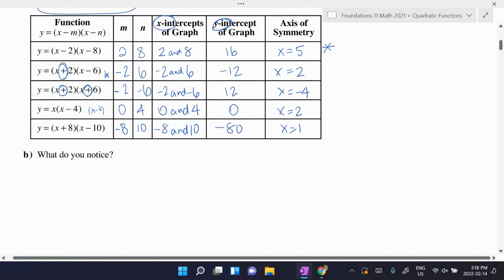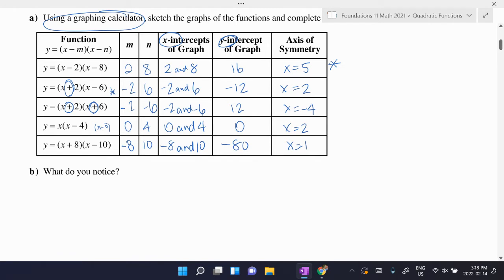Okay, do you notice anything about these numbers? Hopefully you see that your m and your n are the same as your x-intercepts. When you multiply those together, 8 times 2 gives me 16. Negative 2 times 6 gives me minus 12. Negative 2 times negative 6 gives me 12. 0 times 4 gives me 0. And negative 8 and 10 gives me minus 80.